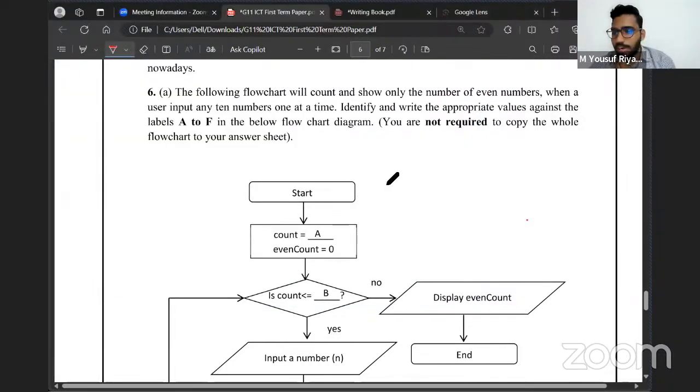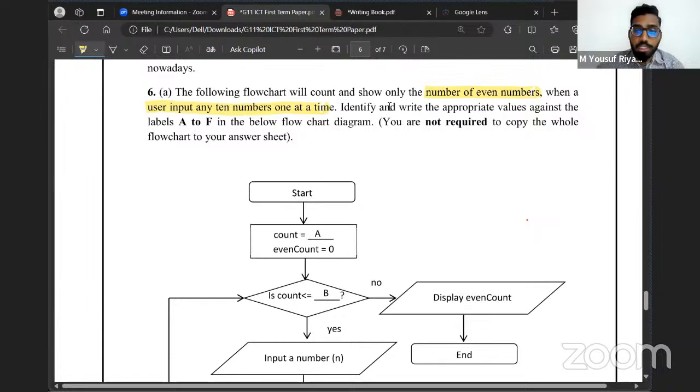Okay, let's do the flowchart question. The following flowchart will count and show only the number of even numbers when a user inputs any 10 numbers one at a time. So the user is going to input any 10 numbers, and out of them, it will tell you the number of even numbers. Identify and write the appropriate values against the labels A to F.